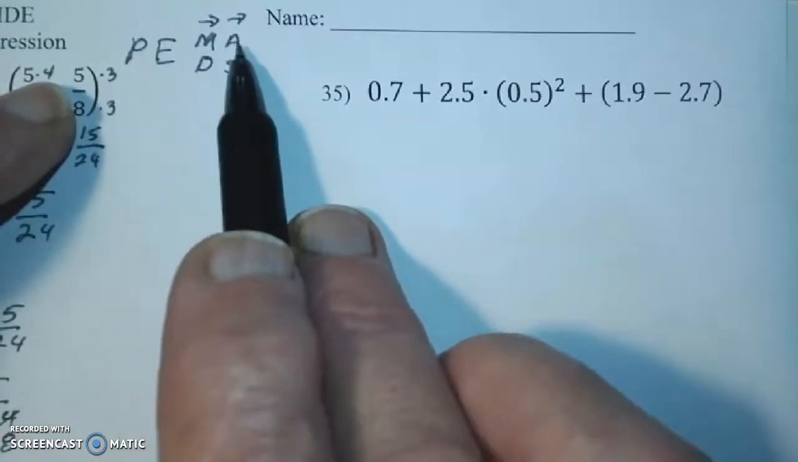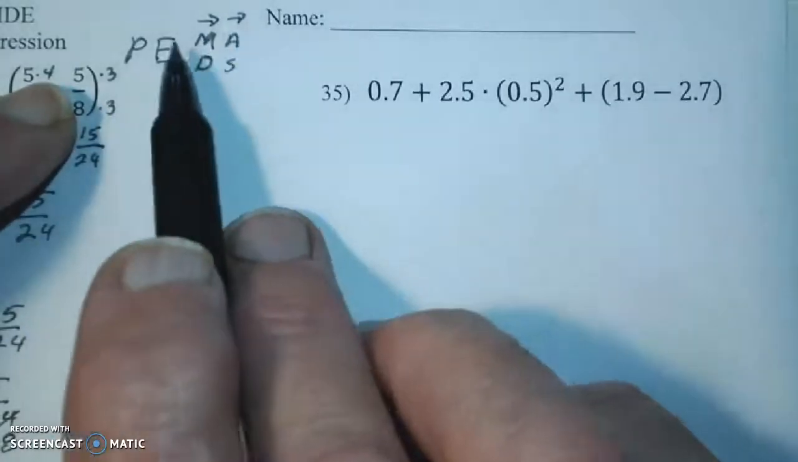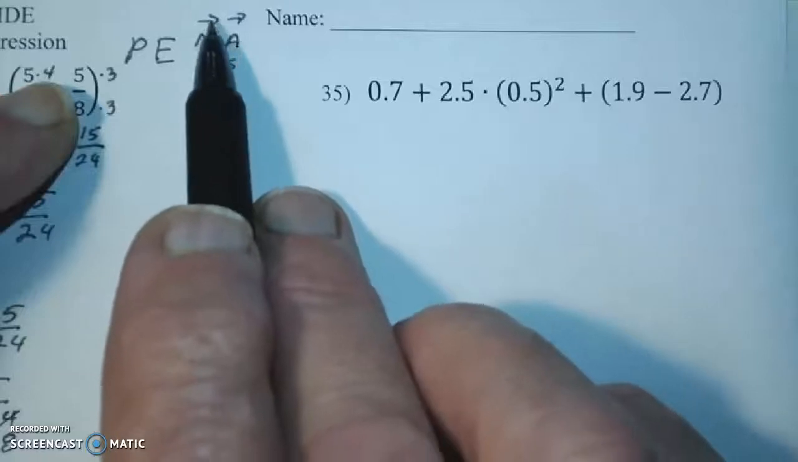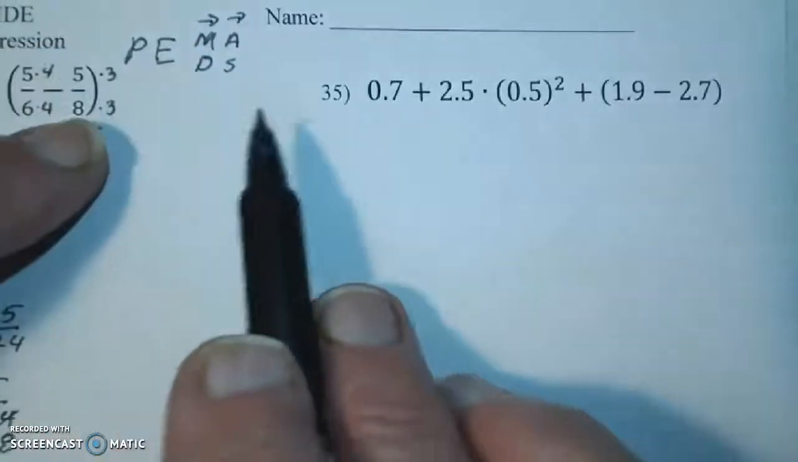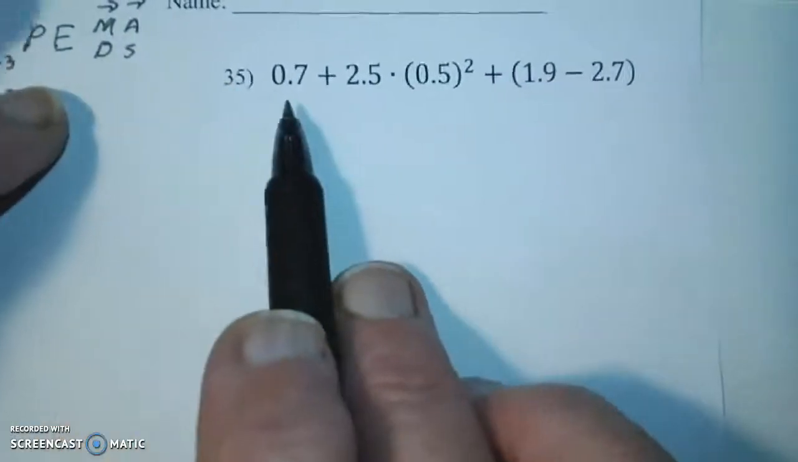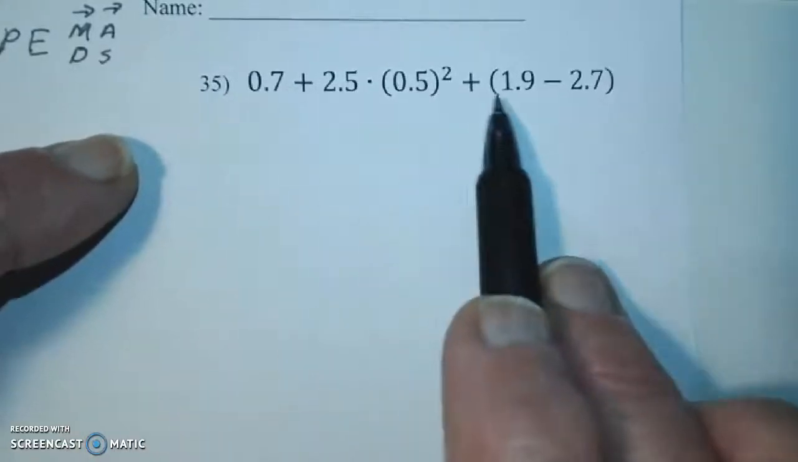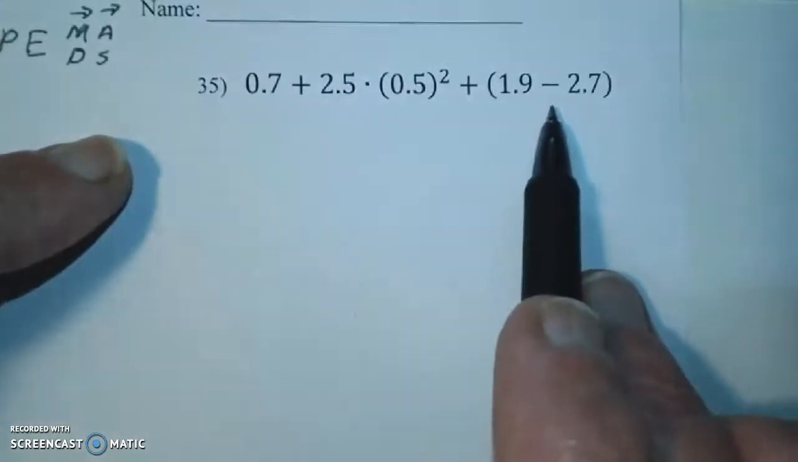These are equally important. Adding and subtracting are equally important. So you don't just do multiplying then dividing or dividing then multiplying. It's as they occur from left to right. So writing that down helps remind you about what your order of operations is. Number 35, then the first thing you do is look at it, look for operations inside parentheses.